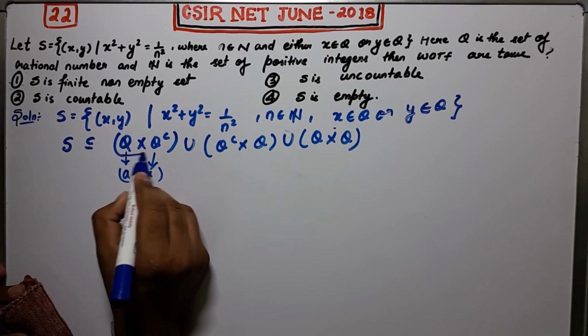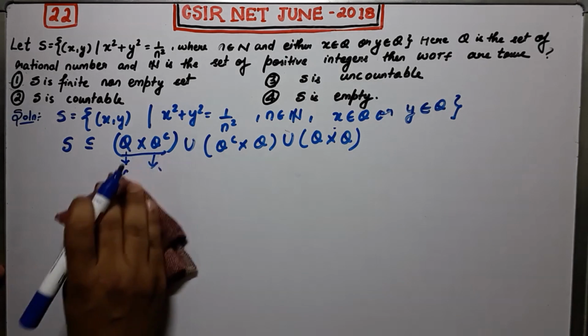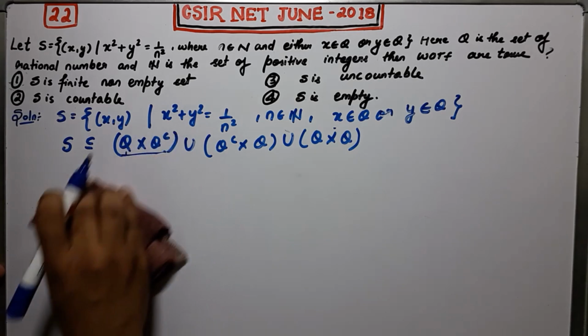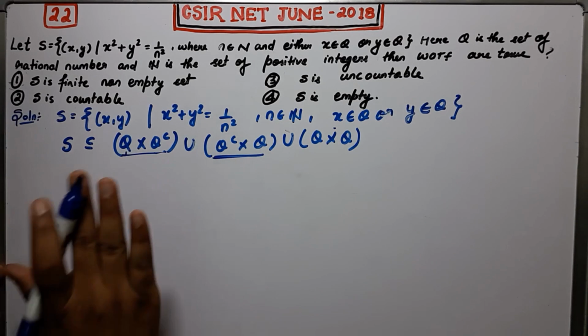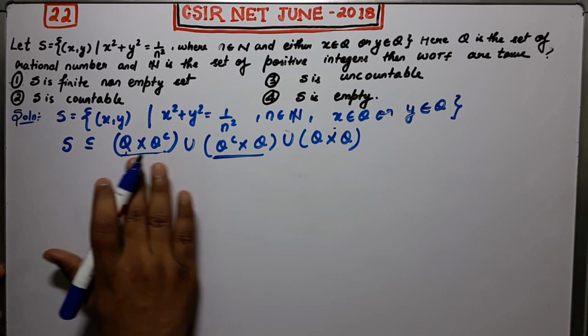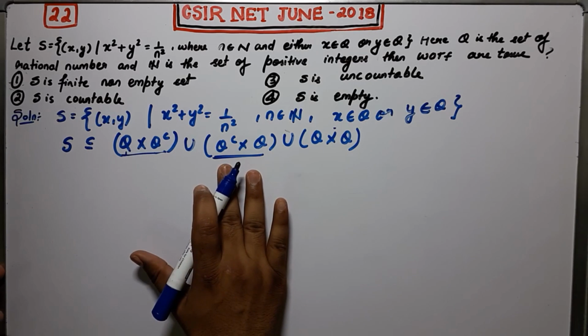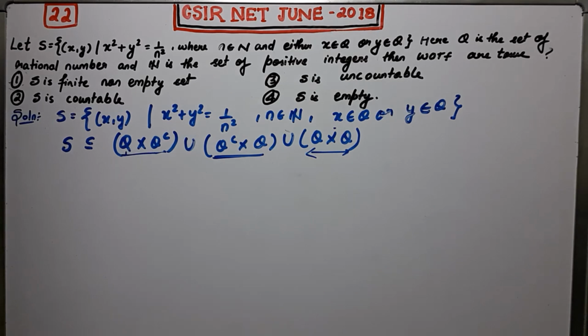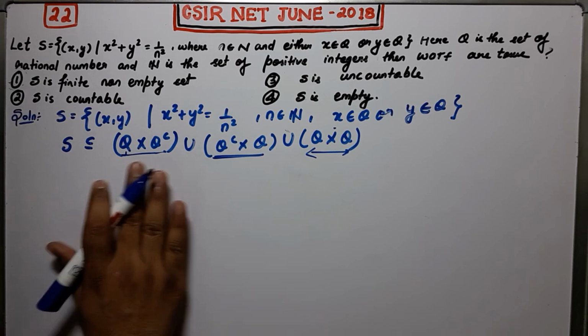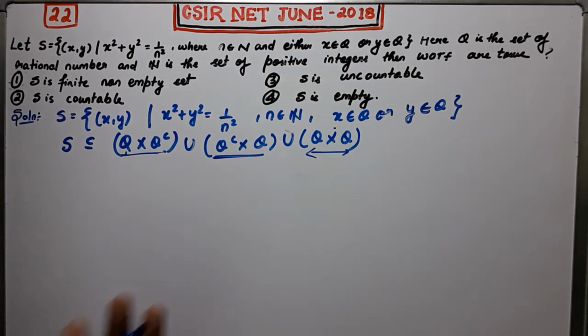What I mean to say is that this thing is uncountable, and the next one written is also uncountable; the proof I have given is valid for this also. The third one is countable, because you know the Cartesian product of two countable sets is again countable, and since Q is countable, therefore it is countable. Uncountable union uncountable union countable is uncountable. So S is a subset of an uncountable set.